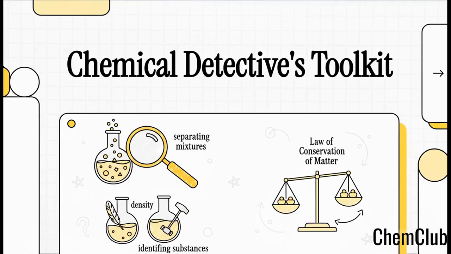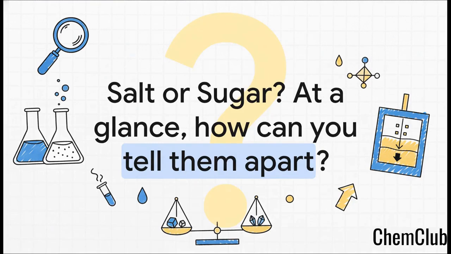When you think of chemistry, do you just picture a bunch of super complicated formulas? Well, forget all that. Today, we're going to look at it a different way. Think of chemistry as a detective's toolkit, a set of really powerful methods for investigating the world all around us and, yeah, solving the mysteries of matter. Let's jump right in.